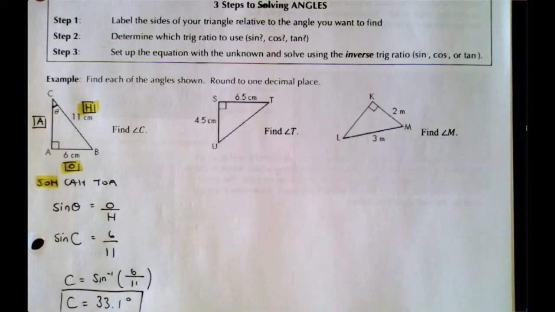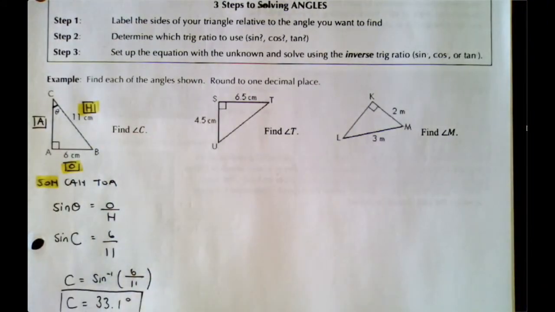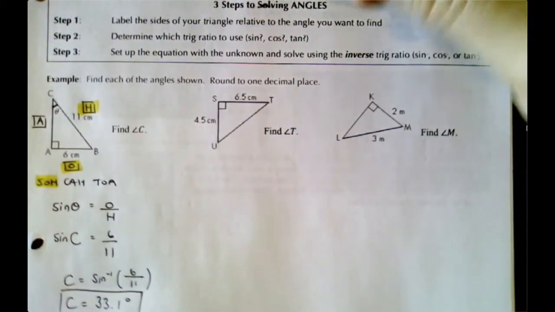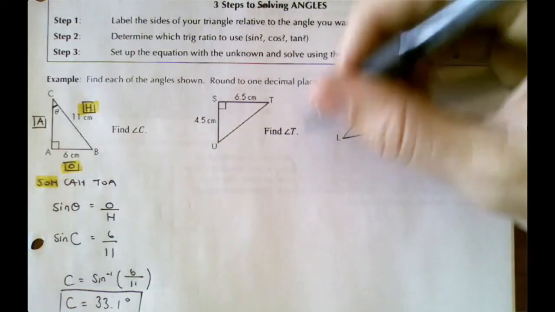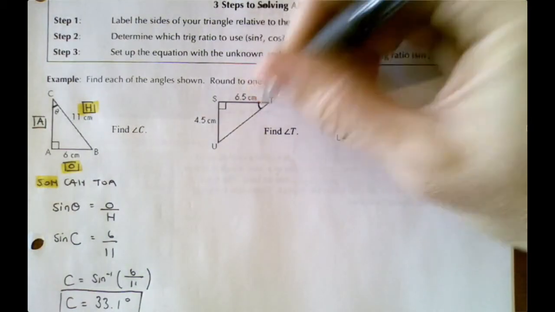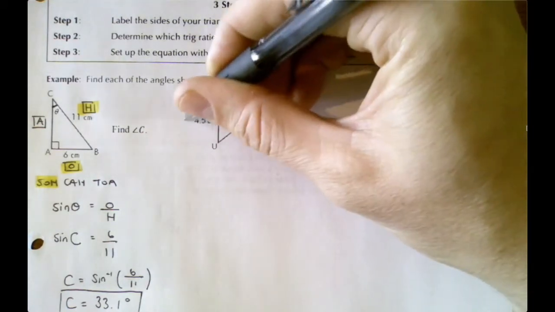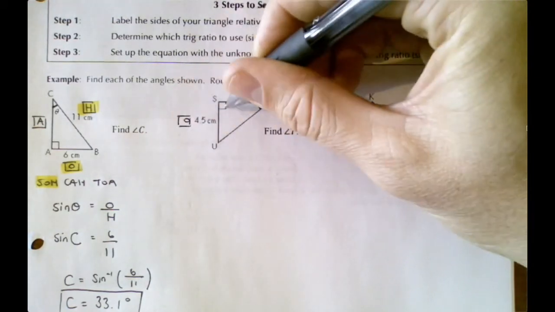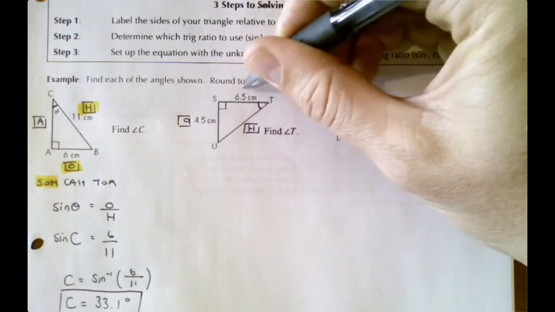Now I called this angle C because the question said find C. If you used theta and you kept it as theta, that would be fine too, because it's also labeled theta. There we have 33.1. Let's try another one. We have triangle STU. We want angle T, so we're looking from here. If we label the triangle, opposite is the side across. Hypotenuse is the one across from the 90. And adjacent is the side that's left over.